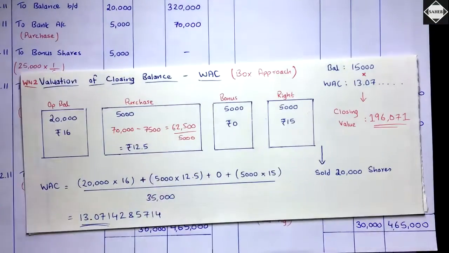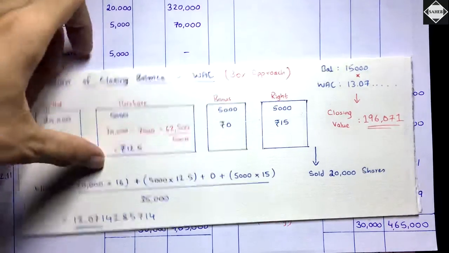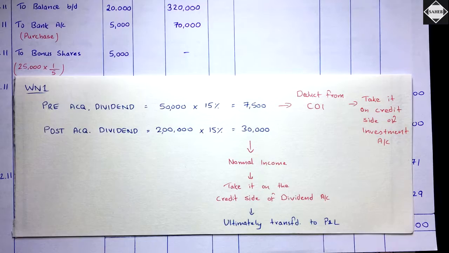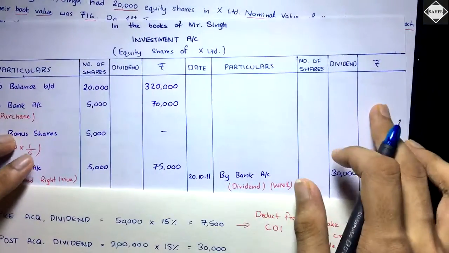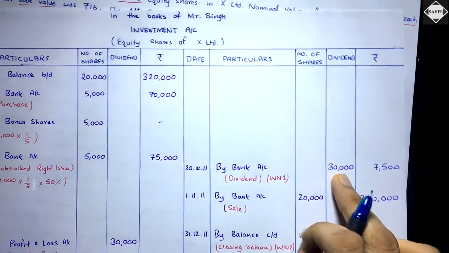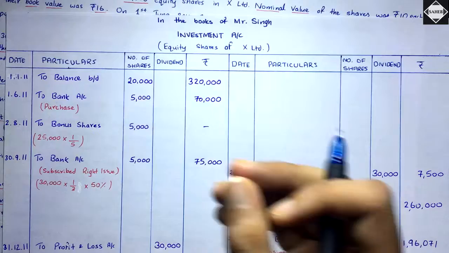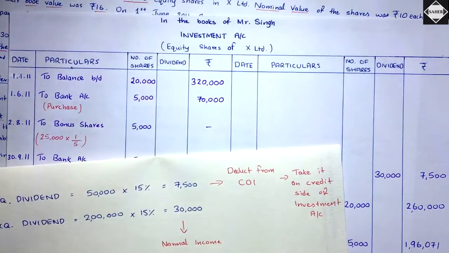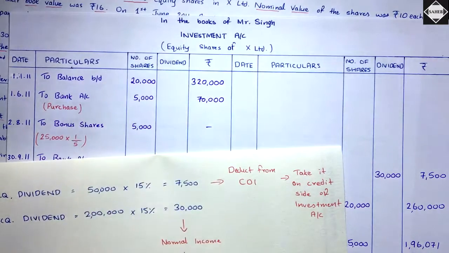You understand the WACC calculation properly, easy WACC calculation. And then this pre-post acquisition dividend is also not a big deal. It's very simple. Pre-acquisition dividend in which column? In investment column, reduce it from the cost of the investment. Post acquisition dividend in dividend column. And post acquisition is calculated upon the opening balance, pre upon the purchases you have made in the current year.